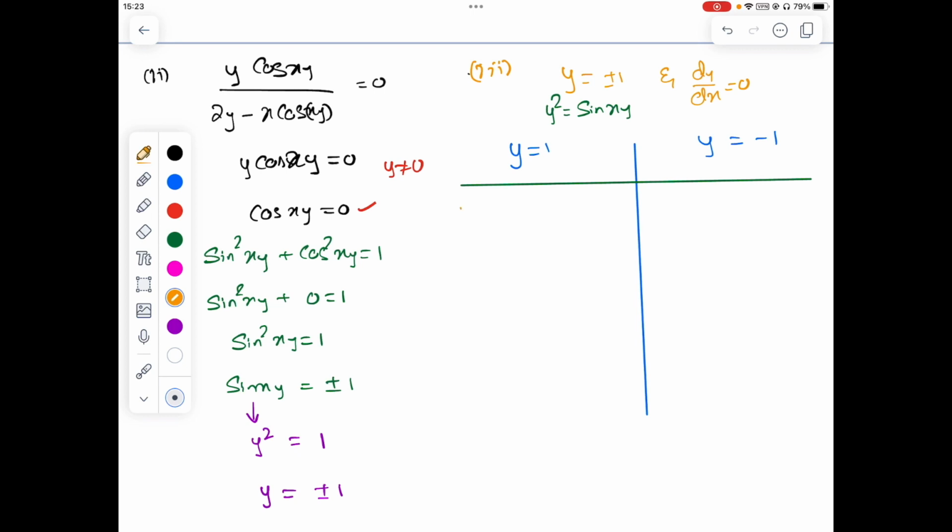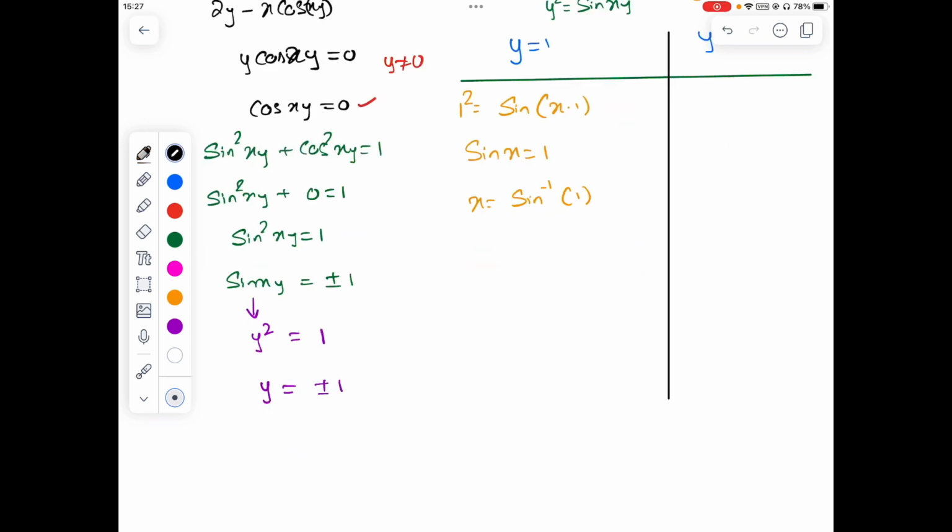So y squared, 1 squared, equals sine x times 1. So what does that become? Sine x equals 1. This is nothing but pi by 2. Now we have to find it between 0 and 4 pi.